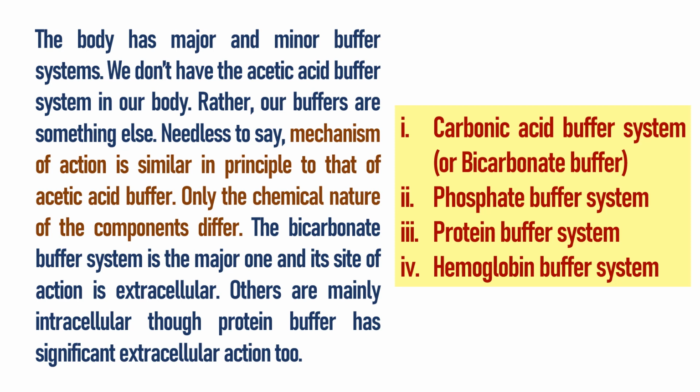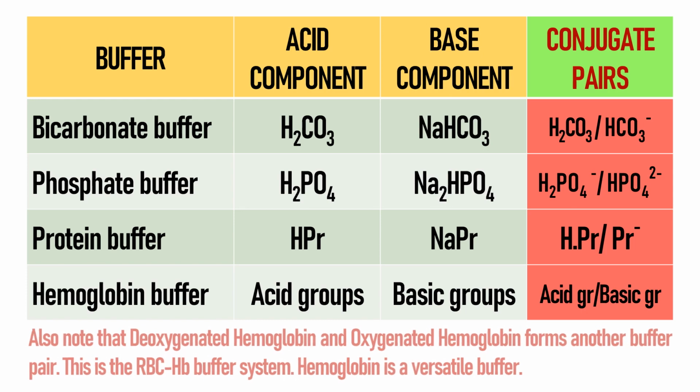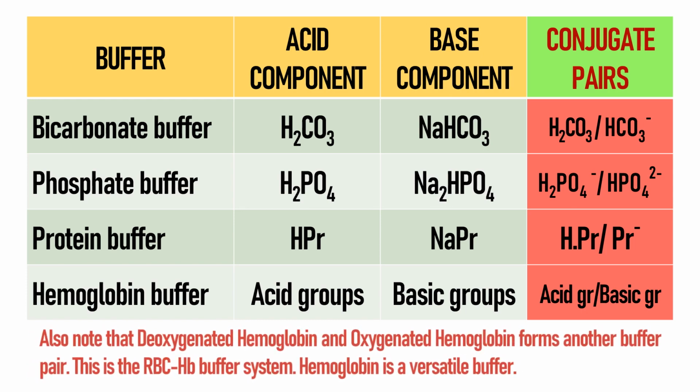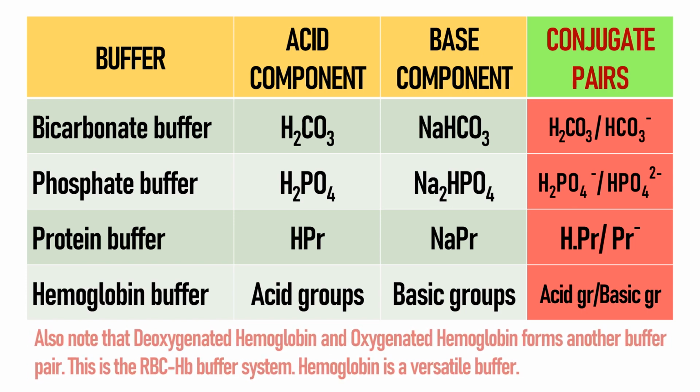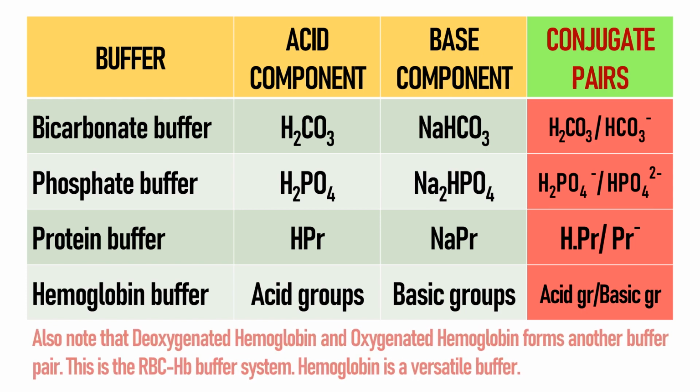The major buffer systems operating within our bodies include carbonic acid buffer system or bicarbonate buffer system, phosphate buffer system, protein buffer system, and hemoglobin buffer system. Please pause for a couple of minutes and go through this table depicted here. Note the conjugate acid-base pairs and their components. Carbonic acid and sodium bicarbonate are the components of the major body buffer system, known as bicarbonate buffer system.